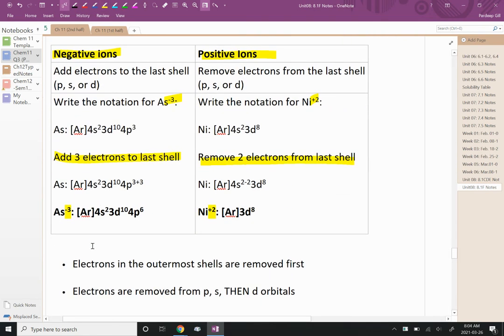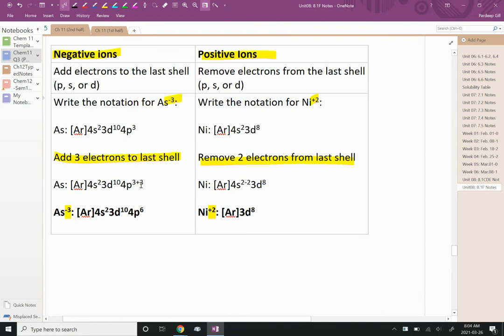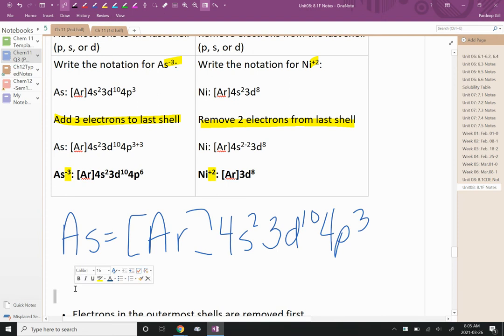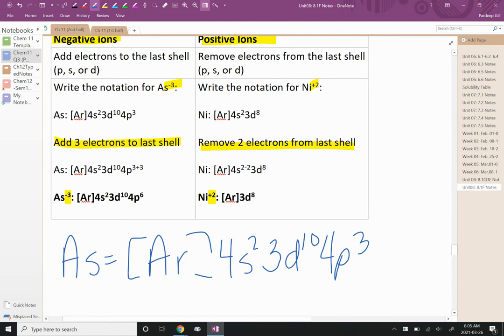Okay, so if we're looking at, and what we can do here is, I can actually write this one out. So if we're looking at arsenic, we can write out its core notation. It's argon, and then it's 4s2, 3d10, 4p3. So we want to actually create arsenic -3. So we want a -3 charge.